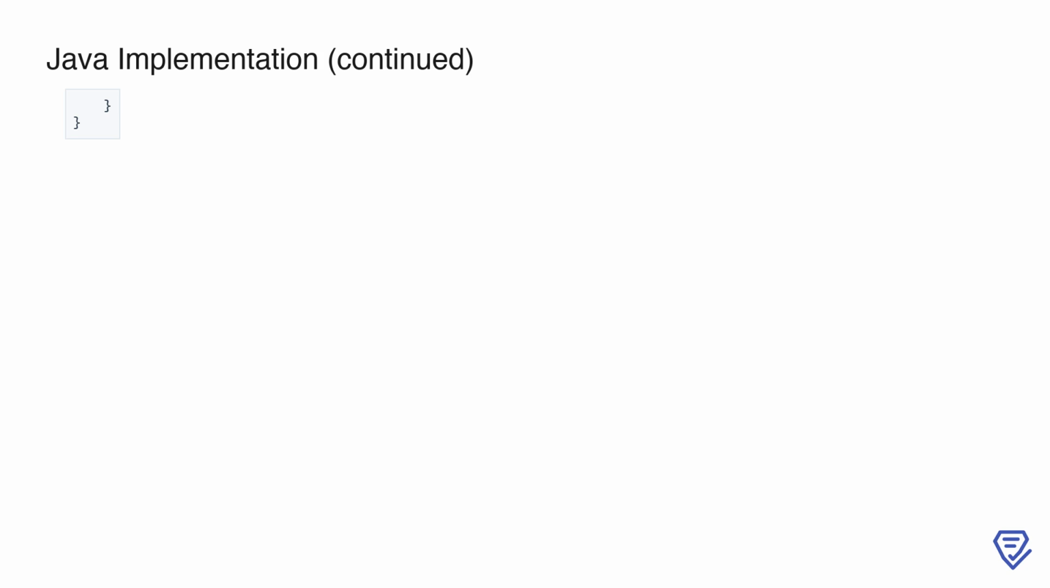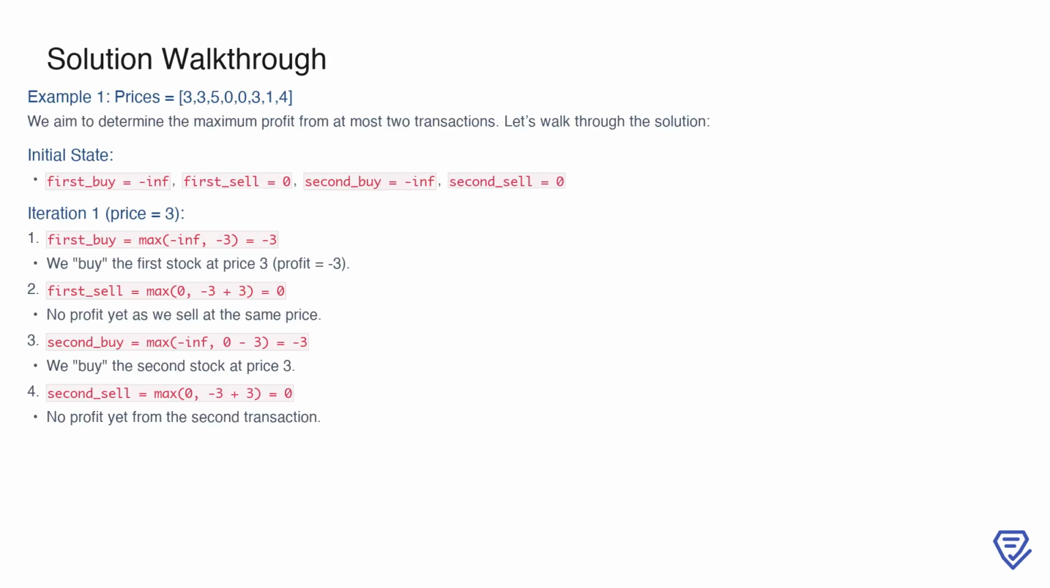Here, we start by looking at an example where the prices array is 3, 3, 5, 0, 0, 3, 1, 4. Our goal is to maximize profit from at most 2 transactions. Initially, we set up our variables. first_buy and second_buy are both initialized to negative infinity because we haven't made any purchases yet. Similarly, first_sell and second_sell are both set to 0 since we haven't realized any profits.